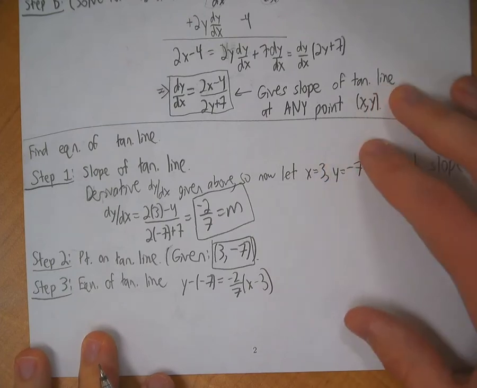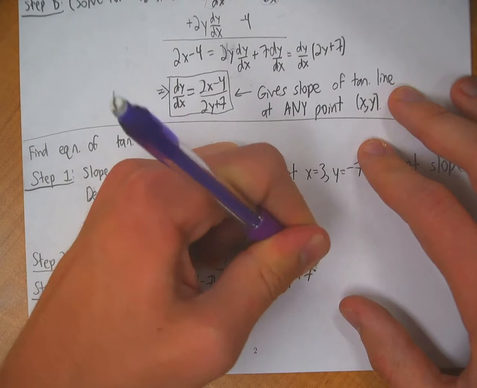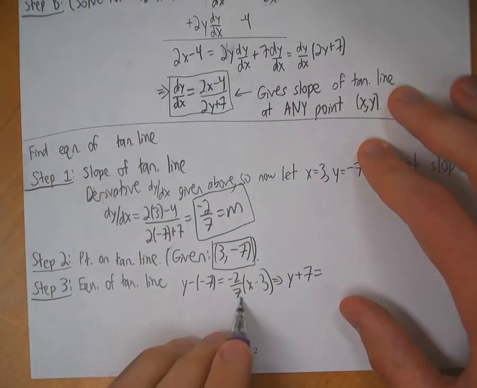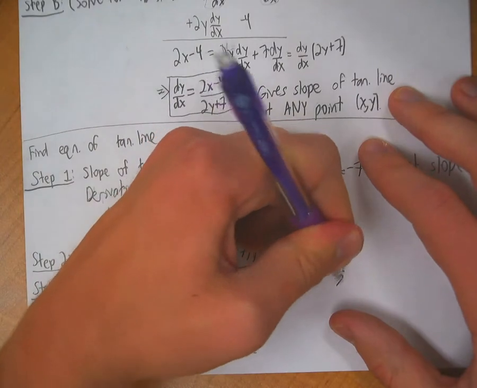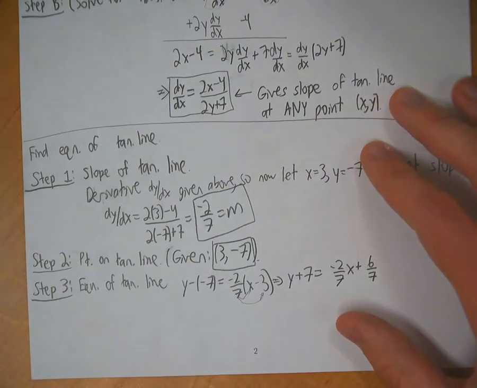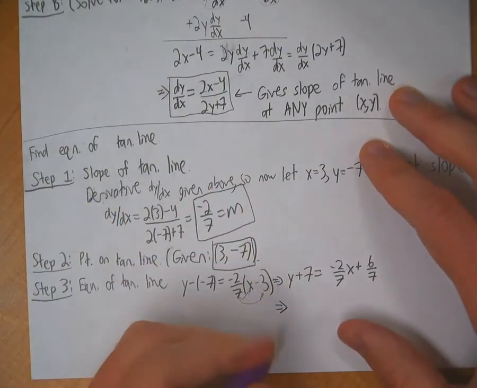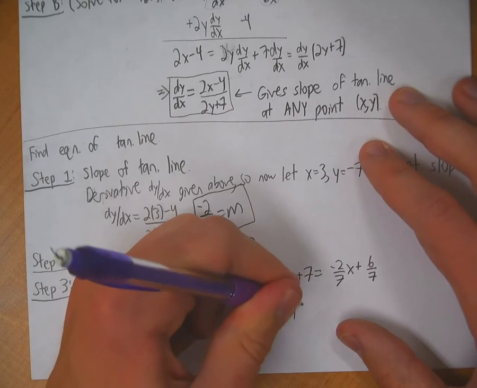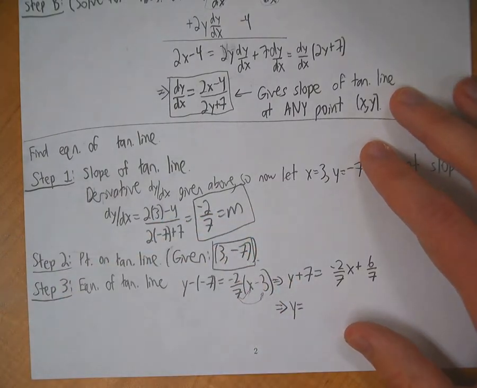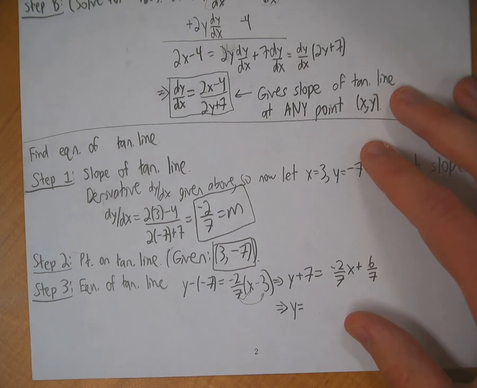So then what this tells us is that we have y plus 7 equals, distribute -2/7 to both terms. So you get -2/7 x plus 6/7. Okay? So then if we were to subtract 7 over to the other side to isolate y, what would our final result be?